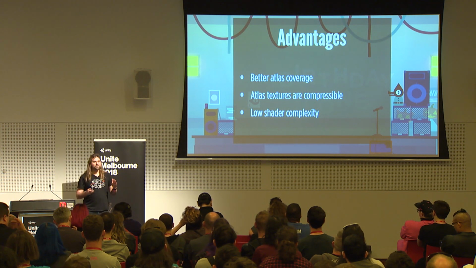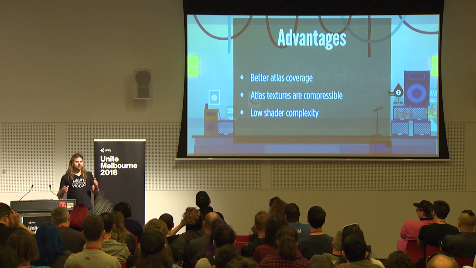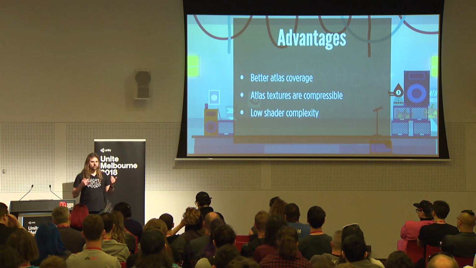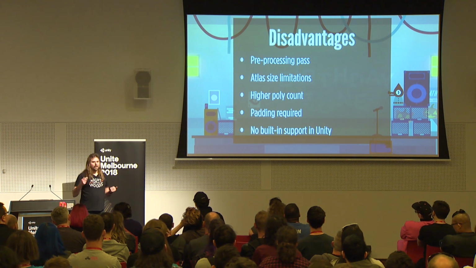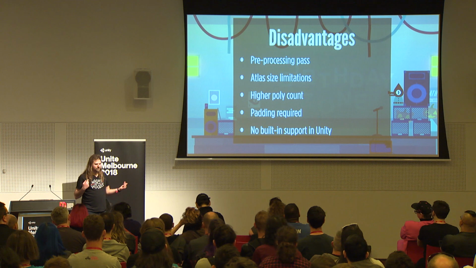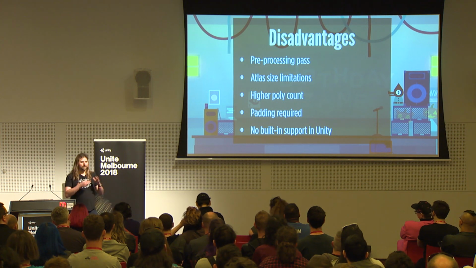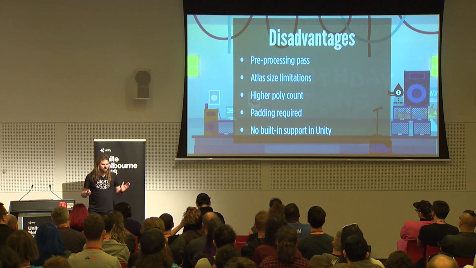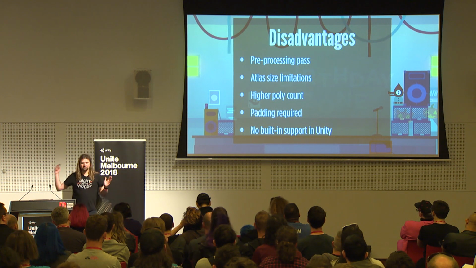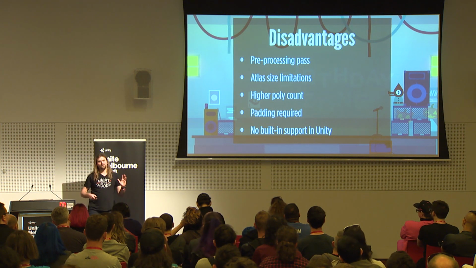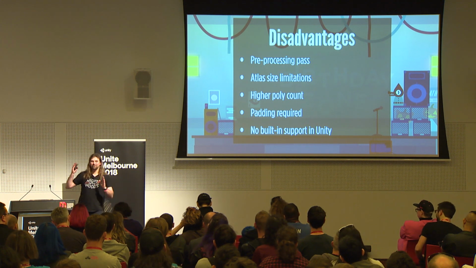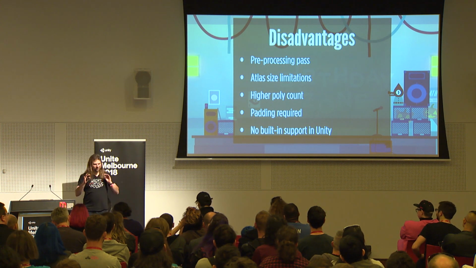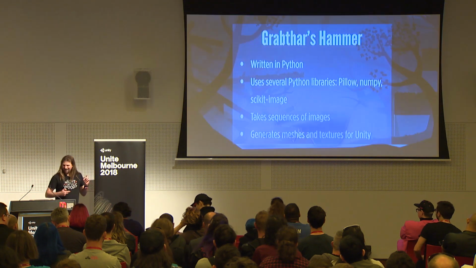These atlas textures are further compressible using PVRTC if necessary. And also the shader required to do this is very, very simple. It's just an additional texture lookup. There are a few disadvantages. You do have to perform a pre-processing pass on all your sprites. There are limitations on the dimensions of your atlases. We have a high poly count, so there's padding, and also there's no built-in support in Unity. If there's anybody on the 2D team here who wants to talk to me about adding support for UV coordinate configuration, come chat to me, please.